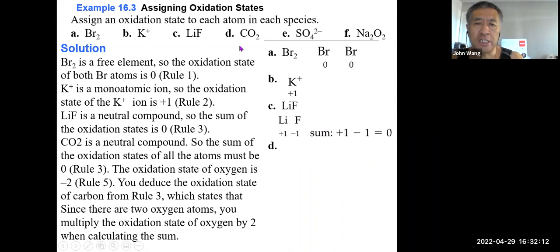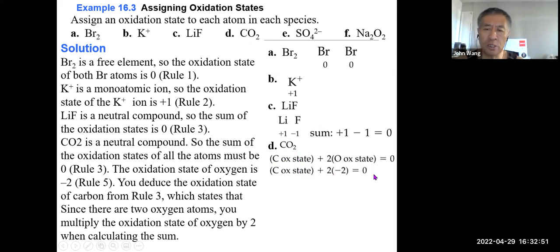So D is similar to C. We cannot get the answer from rule 1 or rule 2. We start with rule 3. We say this is a neutral compound, so therefore the oxidation number for carbon plus 2 times the oxidation number for each oxygen will be 0. So we write something like this: C oxidation state plus 2 times the oxidation state of oxygen equals 0. And obviously in this equation, we have two unknowns. We don't know what this is, what that is.